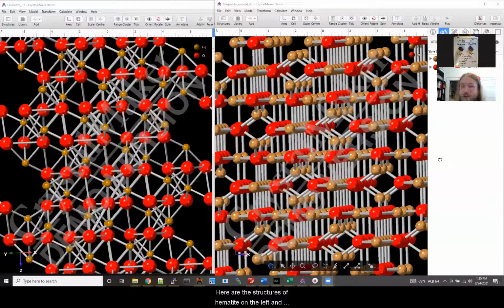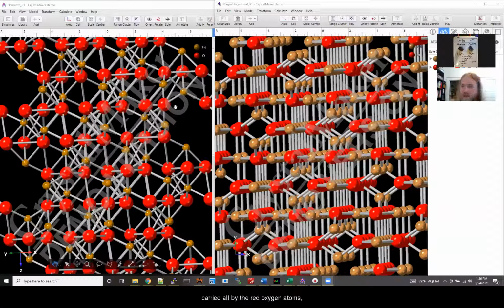Here are the structures of hematite on the left and magnetite on the right. You can see they're pretty complicated looking, and you don't see any silicate tetrahedra in here because there's no silicon in hematite or magnetite. These are oxides, and so the negative charge is carried all by the red oxygen atoms. And then the iron cations are the positively charged particles here that are in tan or sort of yellowish brown.